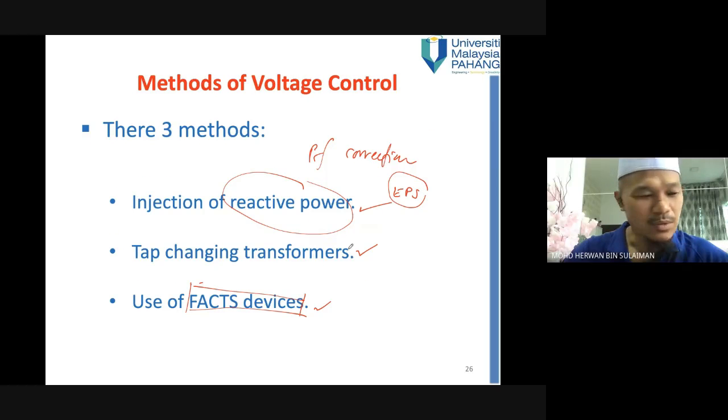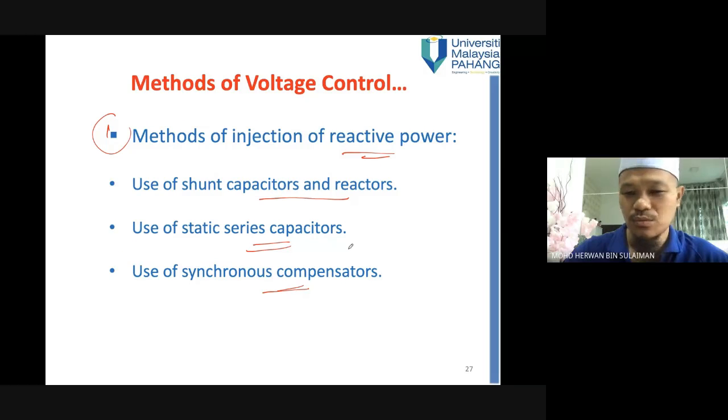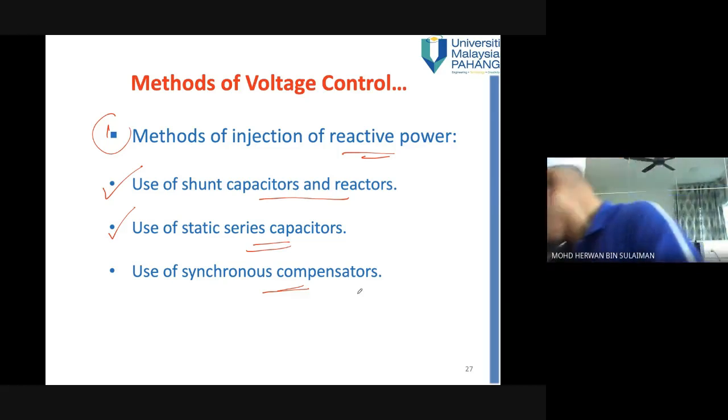Let's look at them one by one. Number one is injection of reactive power. What can we do with the system when we want to improve something? The first thing is we want to improve the voltage. So the methods of injecting reactive power are: number one, use of shunt capacitors and reactors; use of static series capacitors; and use of synchronous compensators.